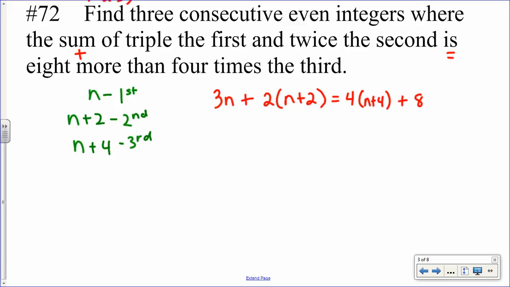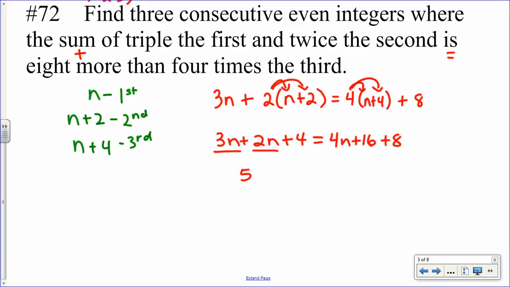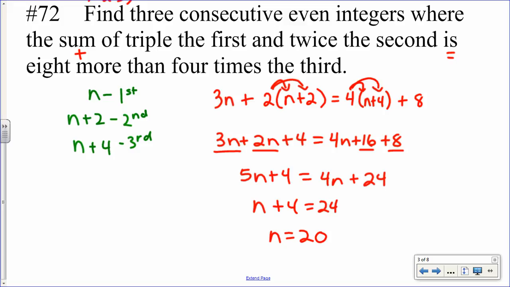Okay, now let's solve. Let's solve for n. So 3n plus 2(n plus 2) equals 4(n plus 4) plus 8, which is 4n plus 16 plus 8. Combine your like terms on each side. 3n plus 2n is 5n. 16 plus 8 is 24. Subtract 4n from both sides. Okay, so 5n minus 4n is 1n. And then subtract 4. So n is 20.